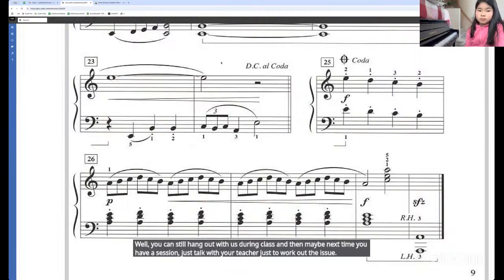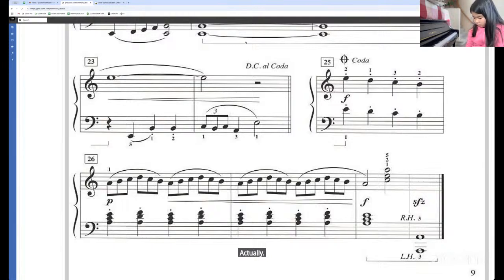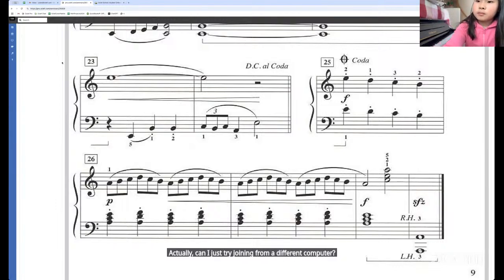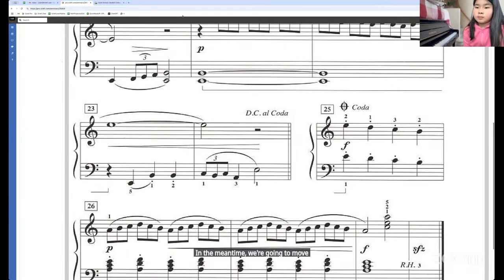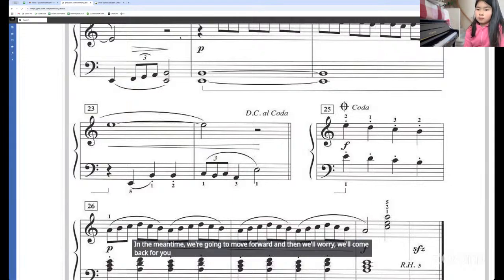Okay. Can I just try joining from a different computer? Oh yeah, I didn't know you had that. Yeah, please. I'm sure it'll work then if you do that. Okay. In the meantime, we're gonna move forward, and then don't worry, we'll come back for you definitely because you've been here the whole time. Yeah. See you in a moment.